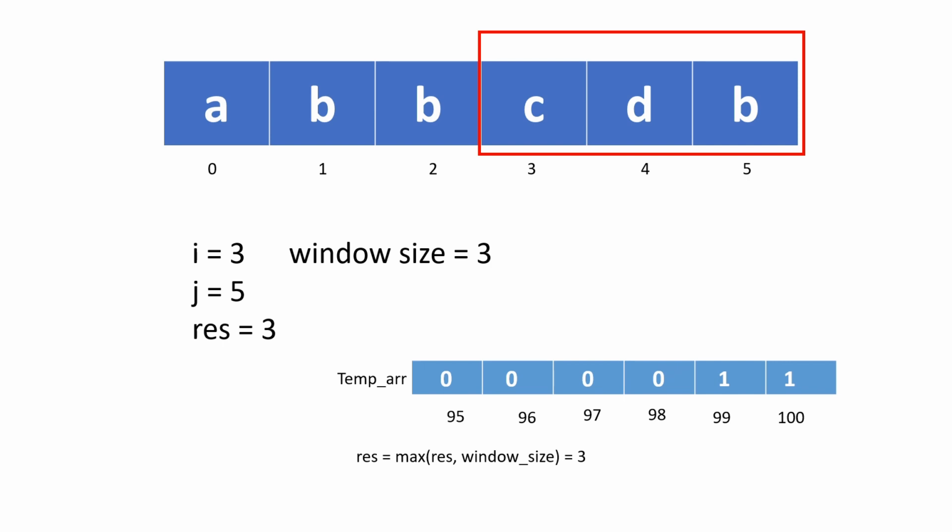So if I increment j, j will become 6. So if 6 is greater than 5, that means it will exit the length of string. So here the loop will end. So here I find the final result, that is 3. So I will get output as 3. So let's do the code for this.